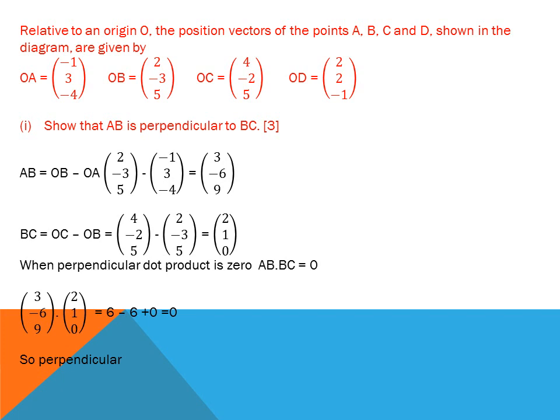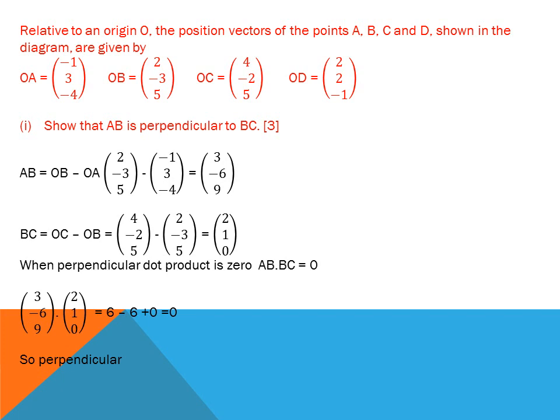The next question is related to vectors. Given OA, OB, OC and OD, show that AB is perpendicular to BC. First I found the direction AB. AB is equal to OB minus OA, which is 3, minus 6, minus 9. And BC is equal to OC minus OB, which is 2, 1 and 0. When two directions or lines are perpendicular, then their dot product should be equal to 0. So AB dot BC is equal to 0.